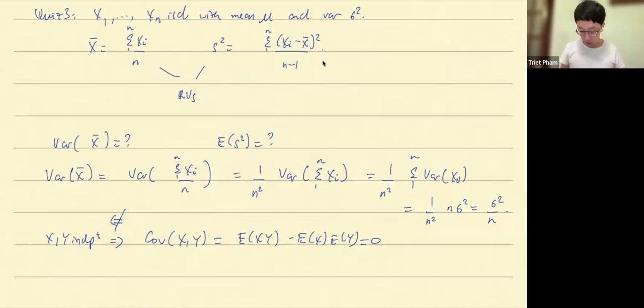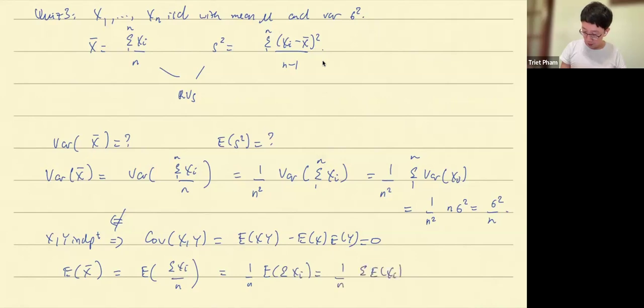So here maybe is a place that we can advertise a result that we'll discuss on Monday, at the latest next Wednesday. Expectation of X bar is what? It's not asked for here, but it's the expectation of the sum divided by n, which is 1 over n times expectation of the sum. But the sum you can pass inside. Each of the terms is mu. So you get 1 over n times n mu, so that's mu.